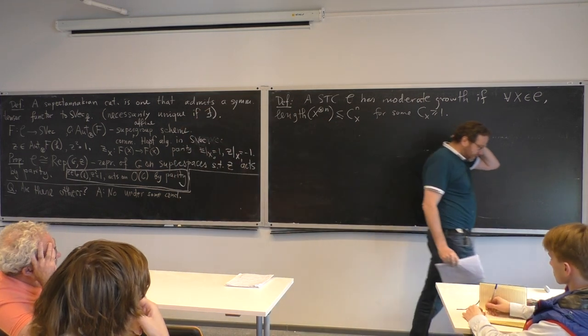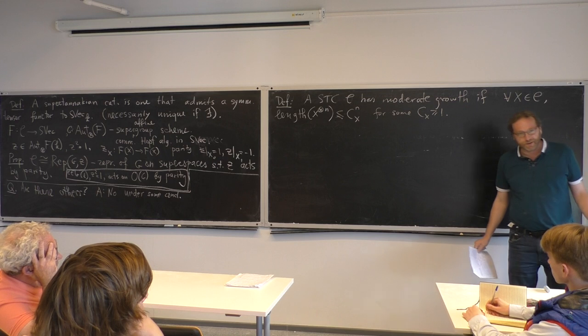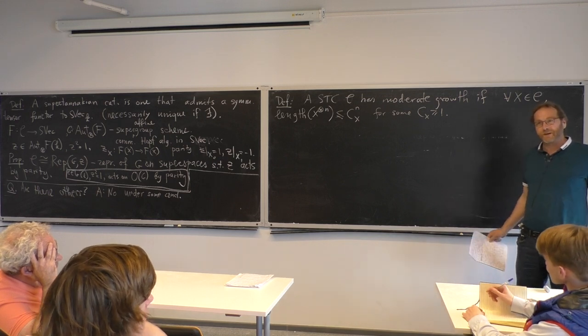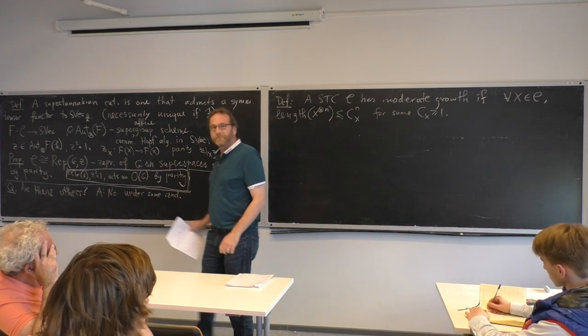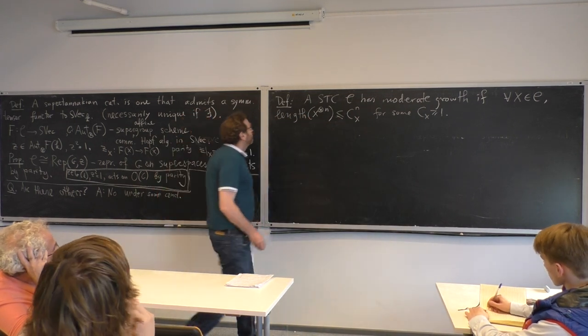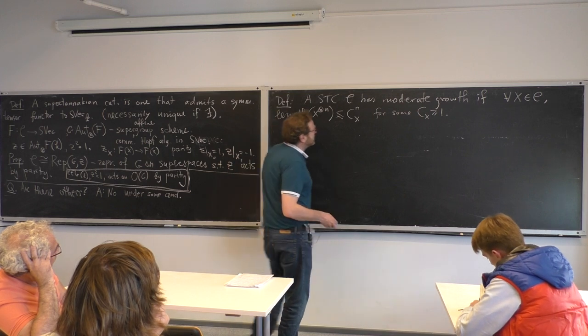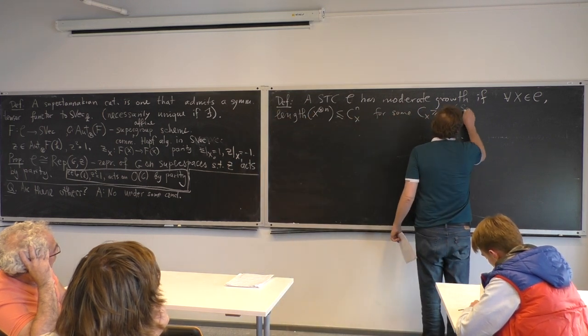In computer science, exponential growth is regarded as fast. But in tensor categories, this is the best you can get. It can get worse, but not better than this. And clearly, this is satisfied for representation categories. So it satisfies.